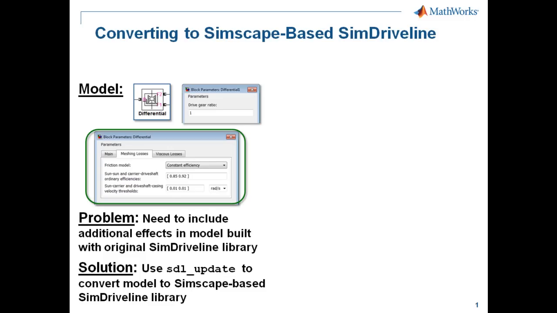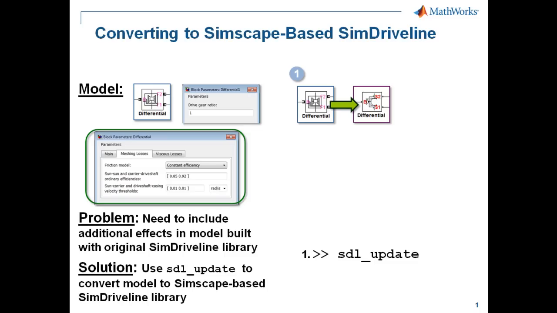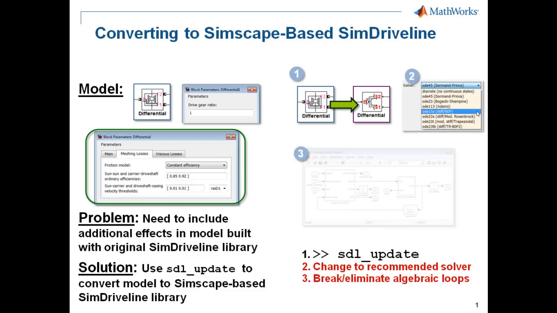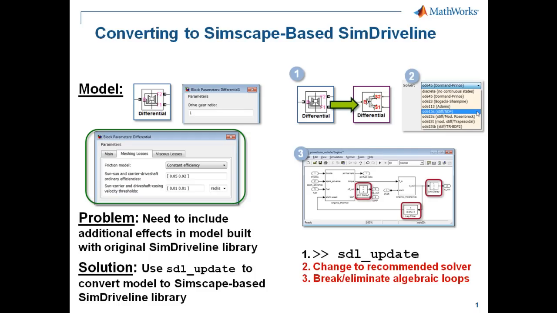We'll do that in three steps. First, we'll run the command SDL update, which will convert the model, all components and subsystems to use the new SimScape-based library. Next, we'll change to a recommended solver, ODE15S or ODE23T. Finally, we're going to break or eliminate algebraic loops in our model. I'll now switch over to the model so that you can see how this is done.